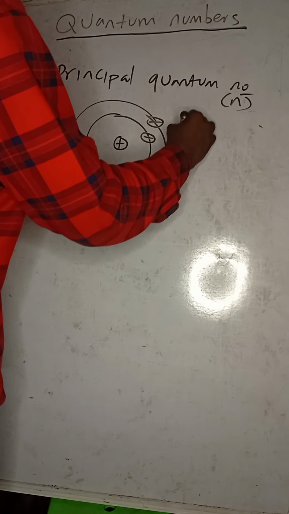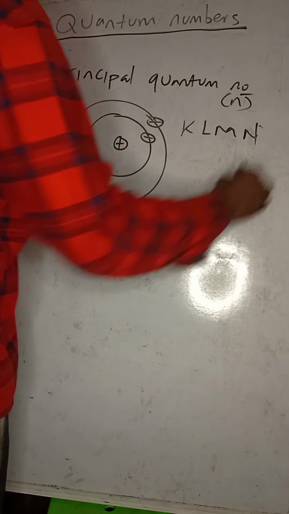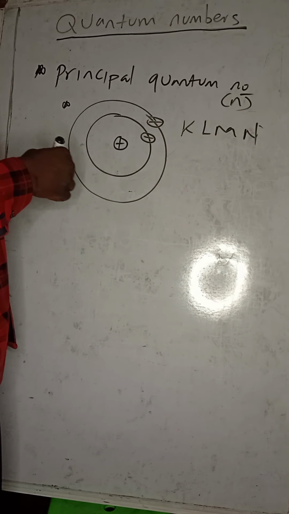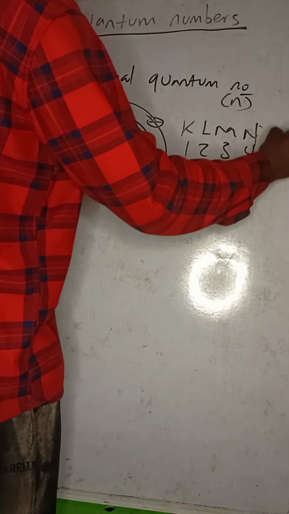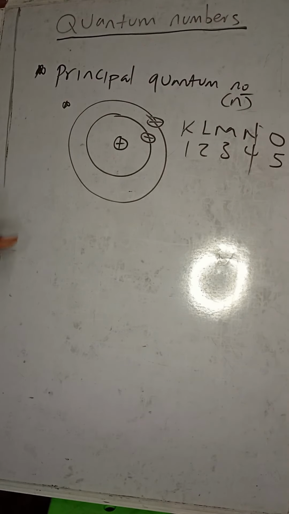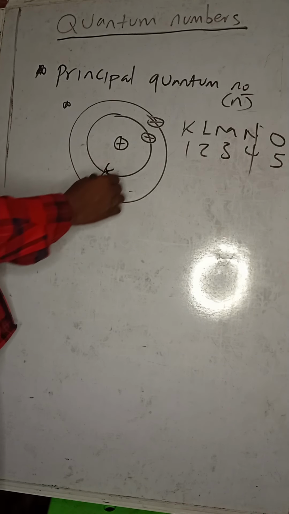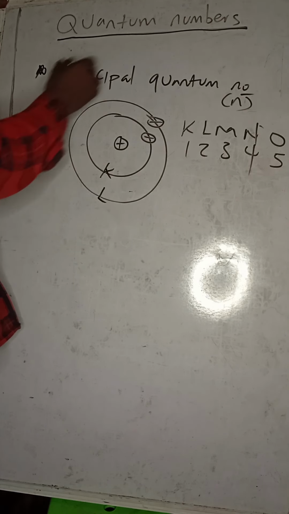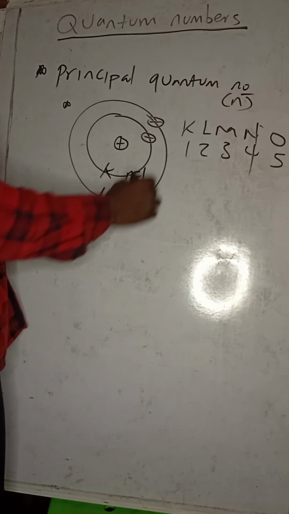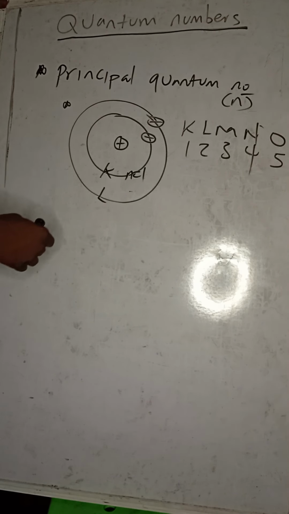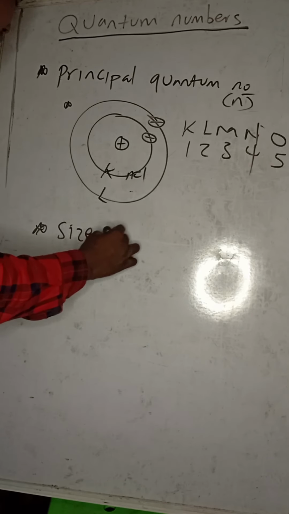The shells are basically K, L, M, N. Their values of n are 1, 2, 3, 4. Some will say O, which has a value of 5. Those are their values of n. So the first shell is the K shell, the next is the L shell, if there's another it will be the M shell, and then the N shell. So for the K shell, n is equal to 1, the first orbit. Another thing the principal quantum number tells me is the size of the orbit.